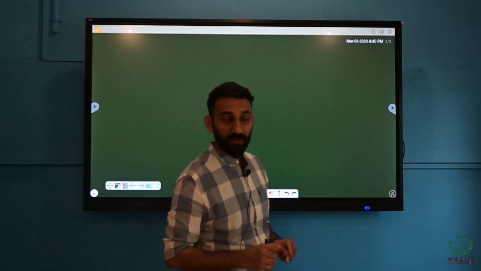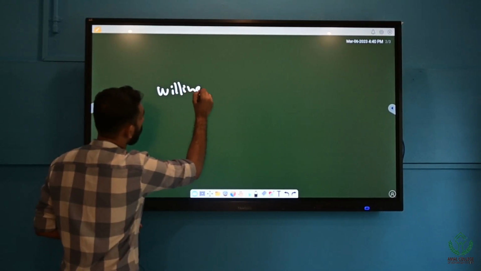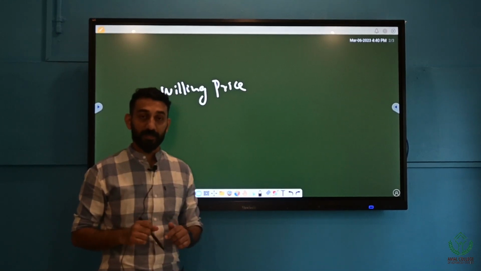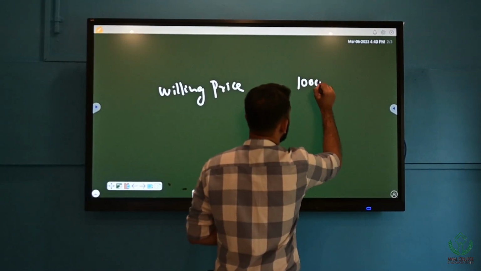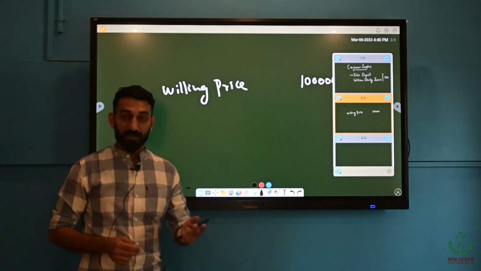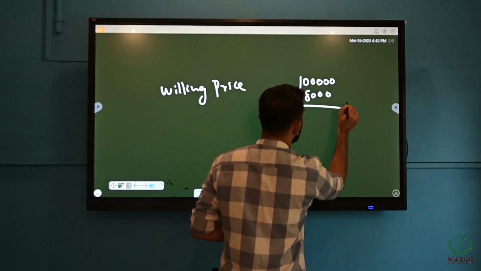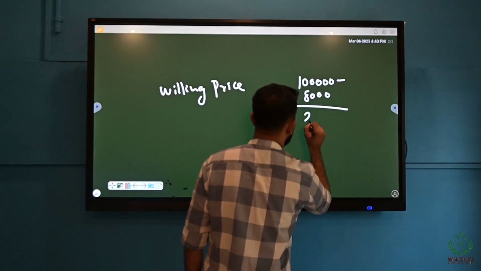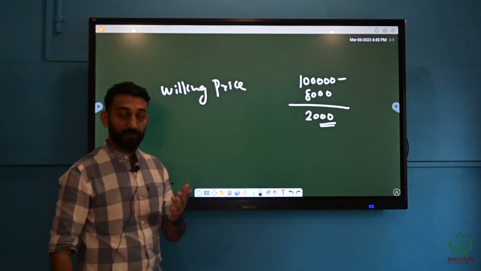So there are two prices involved in this concept. First is the willing price. As per our example, the willing price which the consumer is ready to pay for that particular product is rupees 10,000. And the other price is the price at which the salesman is actually selling that product, that is 8,000. So the difference, 10,000 minus 8,000, is known as the consumer surplus. So this 2,000 is the consumer surplus as per our example of this mobile phone.